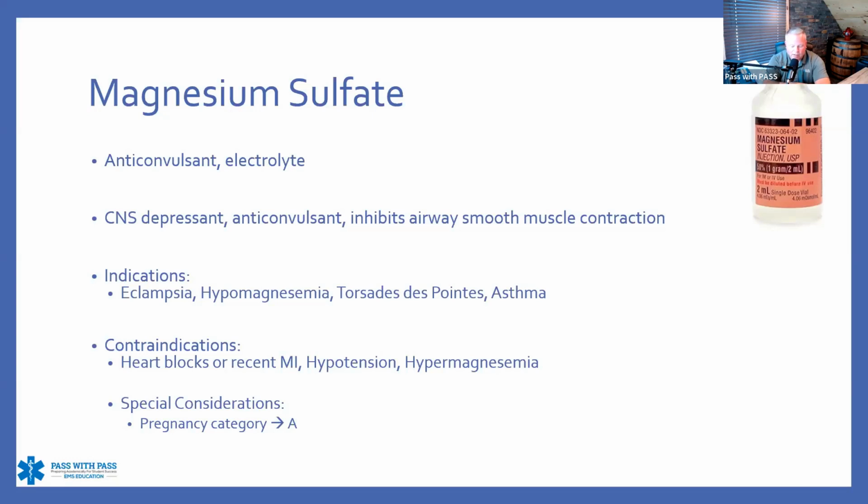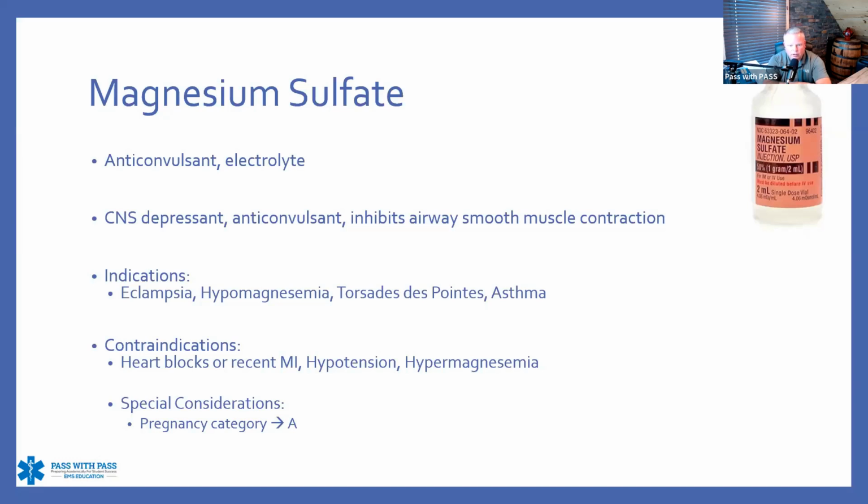You obviously go back to the protocol and follow the protocol, and these are in the Northern Kentucky or the Swanky protocol as far as magnesium sulfate is concerned. Some of the contraindications you may think about are heart blocks or recent MI. If they have hypotension or if their magnesium levels are high, then clearly we would not want to continue giving magnesium to that patient. It is also a special consideration, pregnancy category A, and I'll talk about that in just a second.